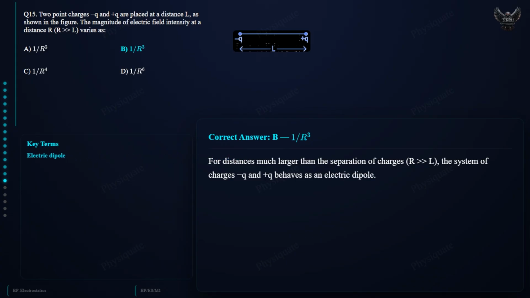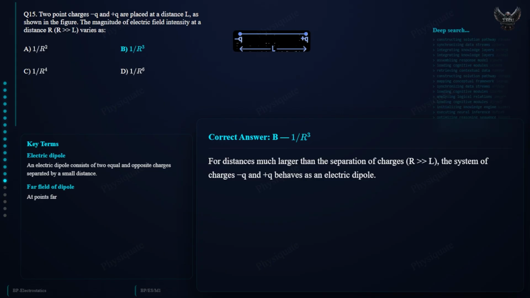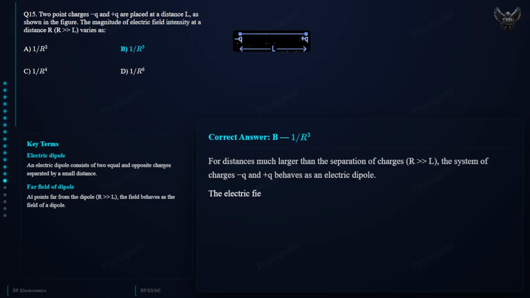Now let us consider electric dipole. An electric dipole consists of two equal and opposite charges separated by a small distance. Let us examine the far field of a dipole. At points far from the dipole, r much greater than L, the field behaves as the field of a dipole. The electric field due to a dipole at a distant point is given by E equals 1 divided by 4 pi epsilon 0 times 2p divided by r cubed, where p is the dipole moment.